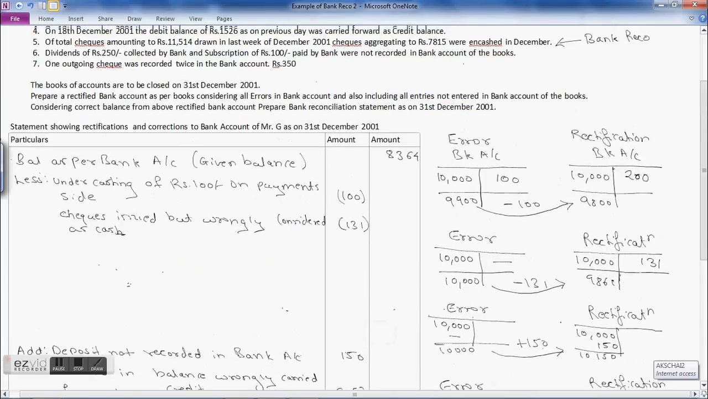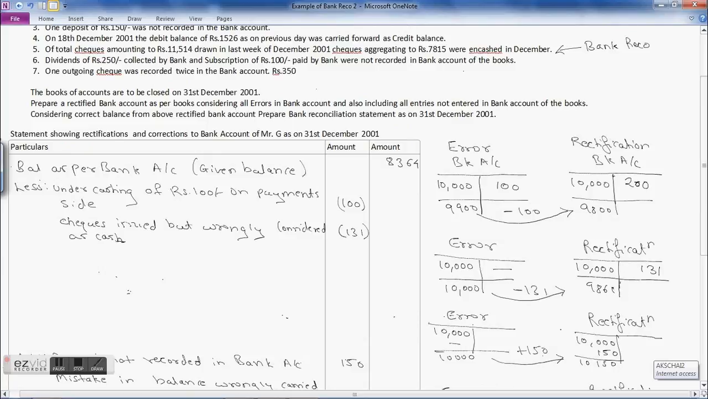250. Similarly, subscription of rupees 100 is paid by bank, but the same entry we have not passed in our books of account. So what will be the entry? Subscription account debit, which is an expense, to bank account. It's a payment entry, so when we say to bank account, we are crediting the bank account, and the given balance will reduce. So here we'll put it as subscription paid by bank.